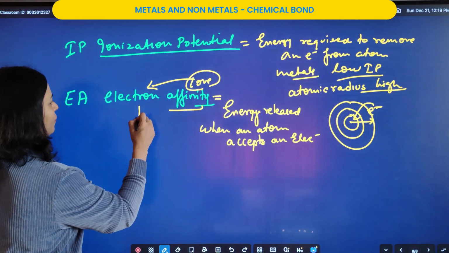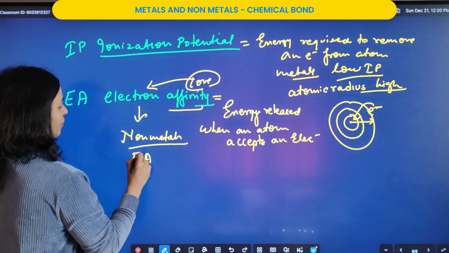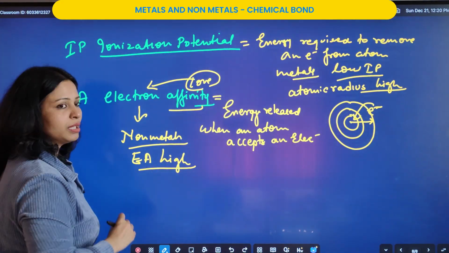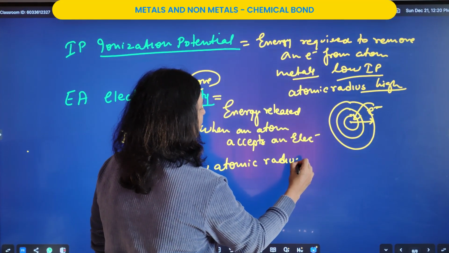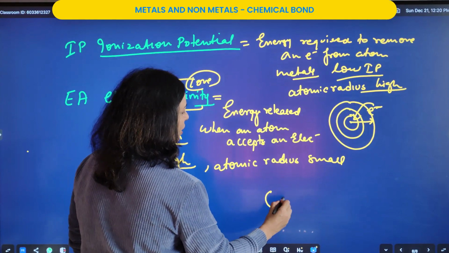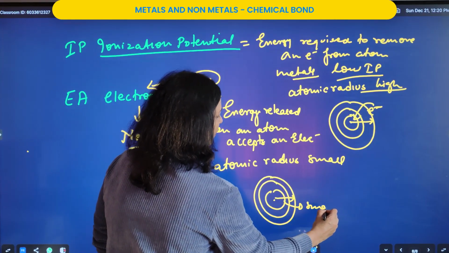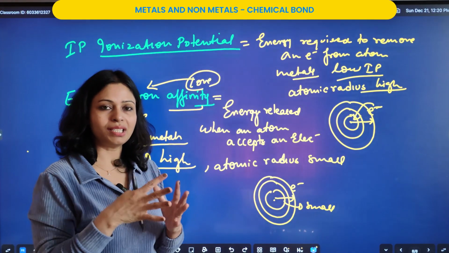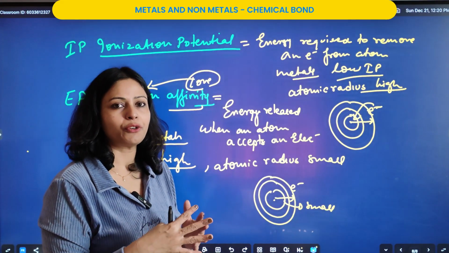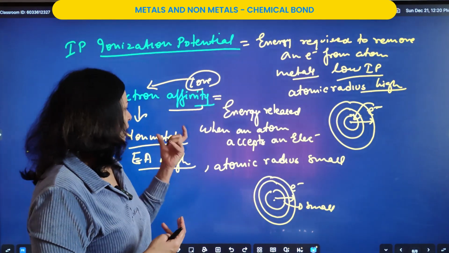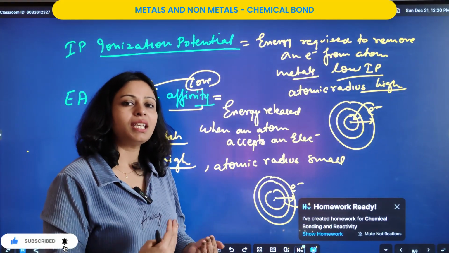So for non-metals, EA is very, very high, and also the atomic radius is small. When the atomic radius is small, the pull of the outermost electrons towards the nucleus is very, very strong, and it is very difficult to remove an electron from the outermost shell. But since the electron affinity is very high, the love for electrons is very high, they are able to easily accept an electron.